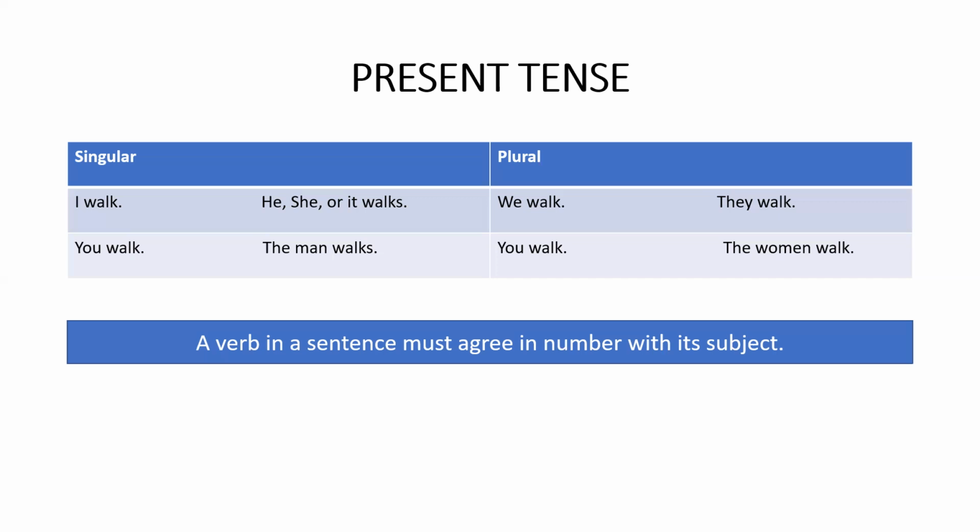So in the present tense, use the verb walk except with singular nouns and the pronouns it, he, and she. When you use the present tense with the singular nouns and it, she, or he, you usually form the verb by adding s to it.